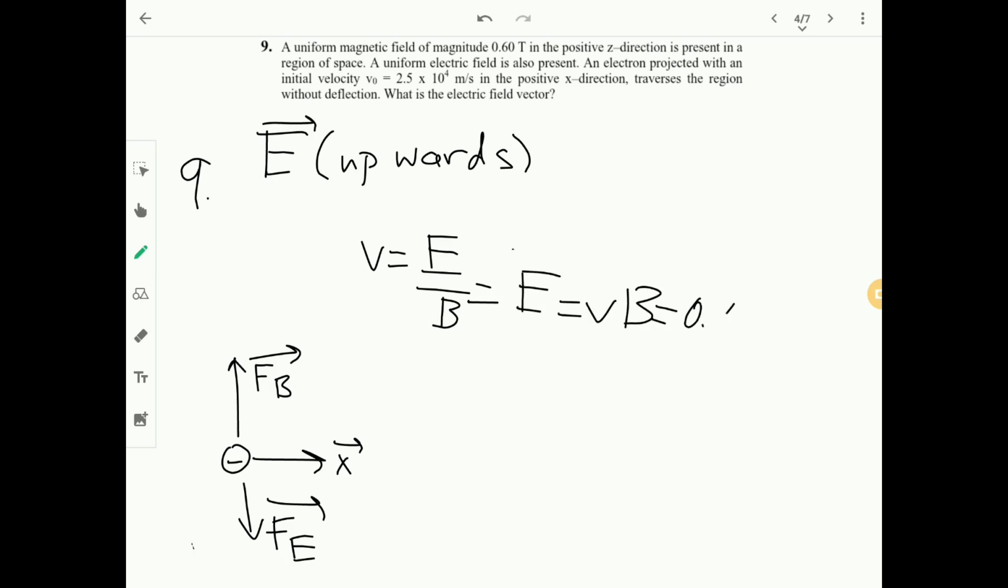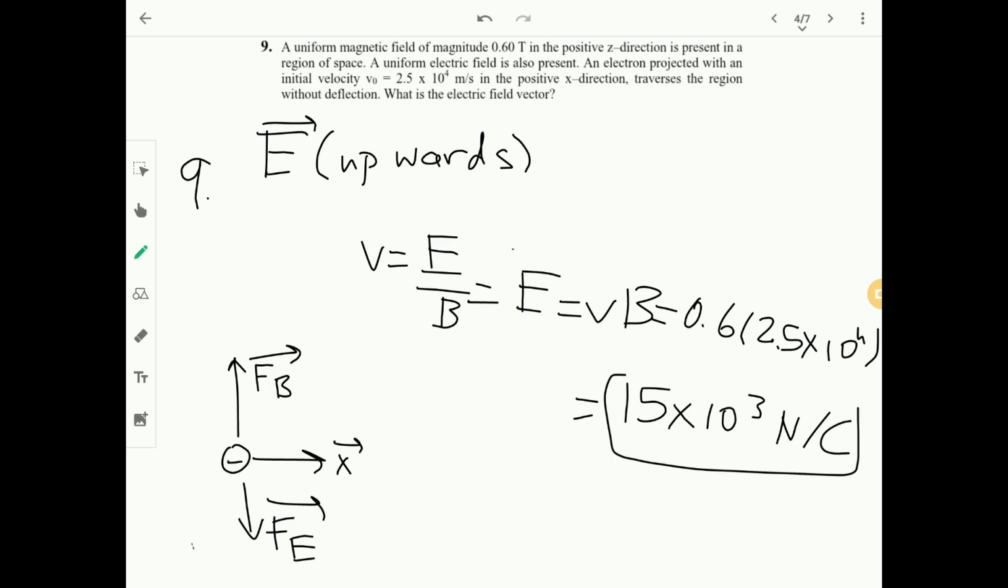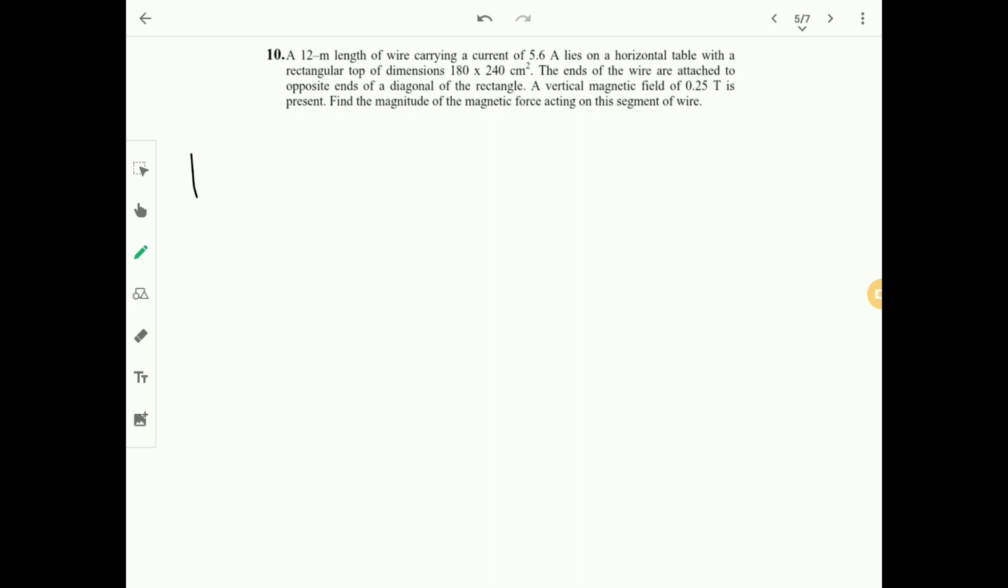So 0.6 times 2.5 times 10 to the 4, giving us 15 times 10 to the power of 3. A unit could be volts per meter or newtons per coulomb, and it's obviously upwards. To find the direction, we have to do a little bit of thinking, but we can get it in the end. One tip always to remember is it's an electron, so obviously the directions are always reversed. Number 10. Give you guys a few seconds to solve and then we check together.